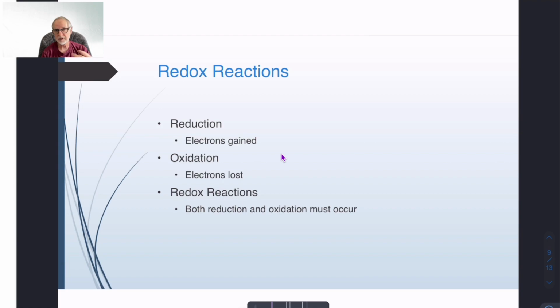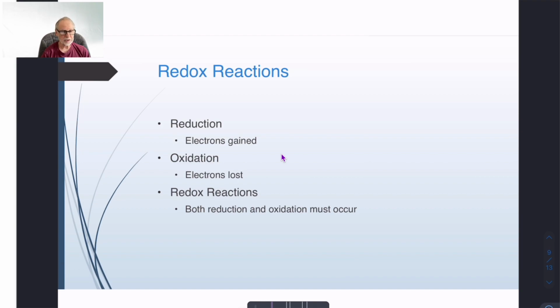Combustion reactions are reduction-oxidation reactions. In fact, you could say that what's going on within your body are little tiny combustion reactions to generate energy to keep you going. So these are an important class of reactions. So what are we talking about?